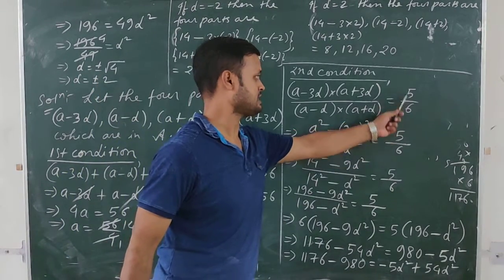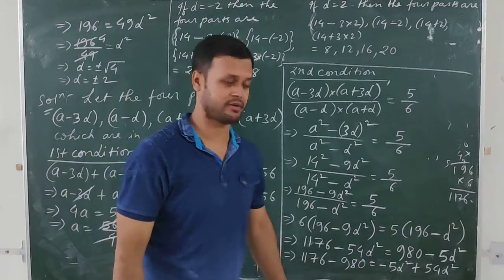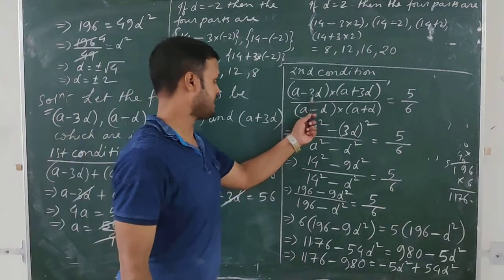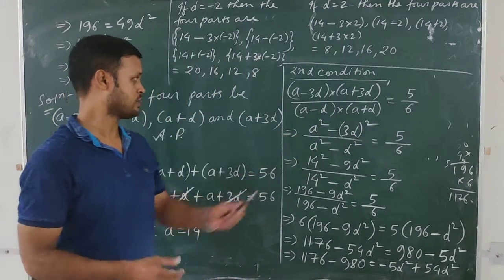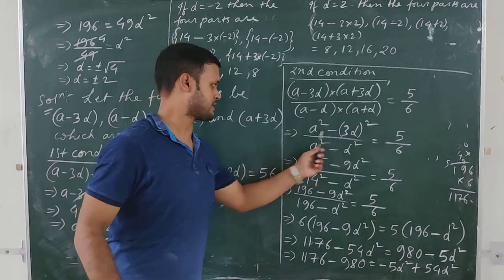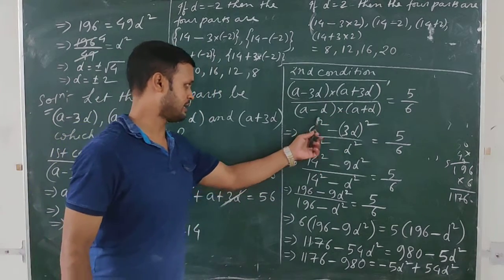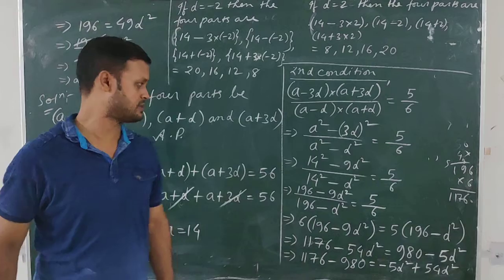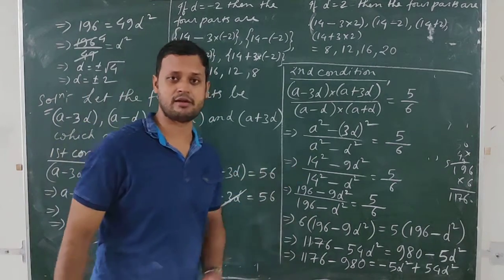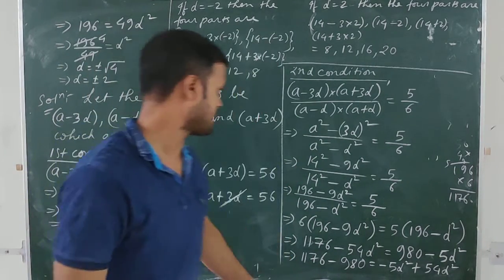So this ratio is how much? 5/6. 5:6 means 5/6. So A minus B into A plus B, students, will become A square minus B square. And below also A minus B into A plus B will become A square minus B square. Now in place of A, you just put the value of A.